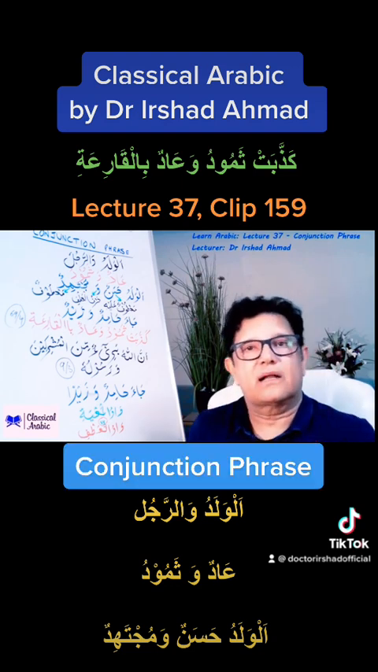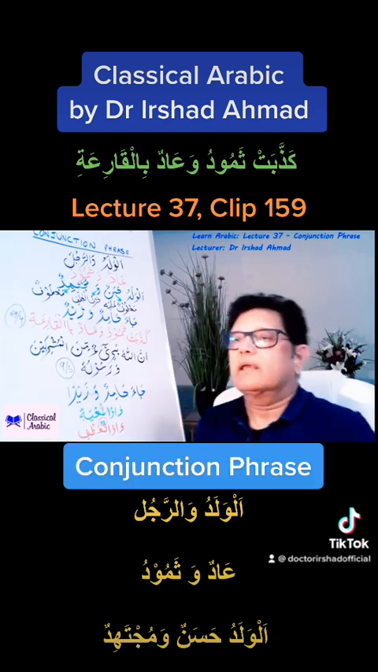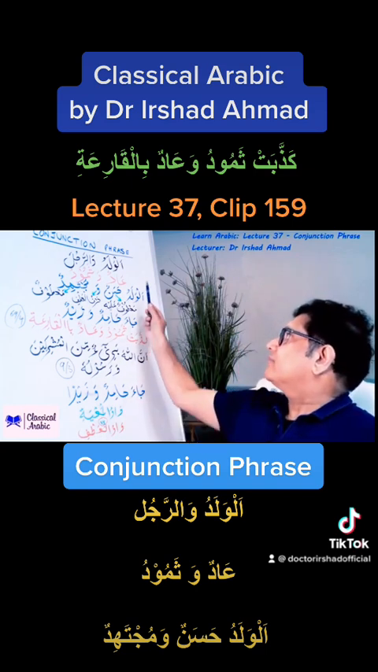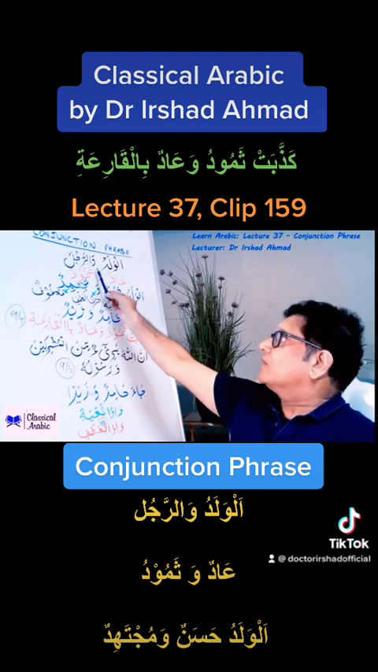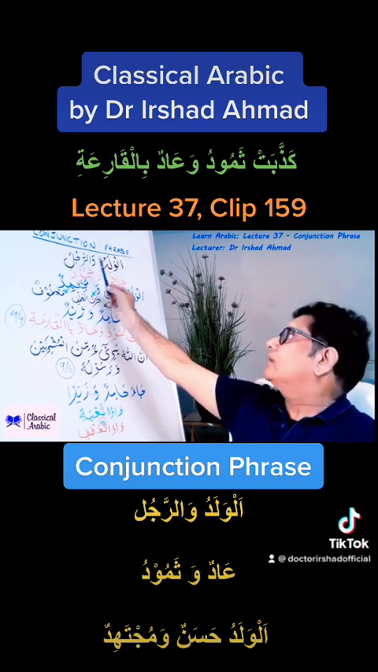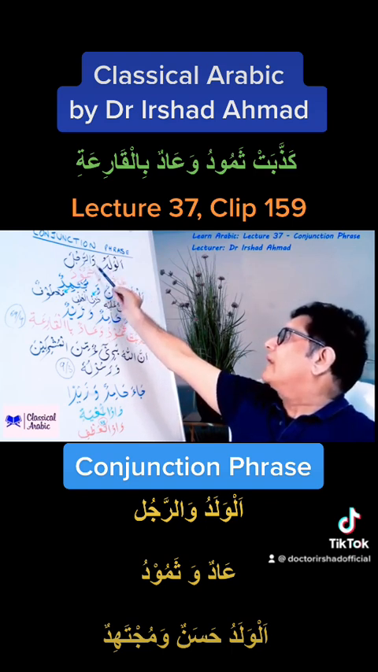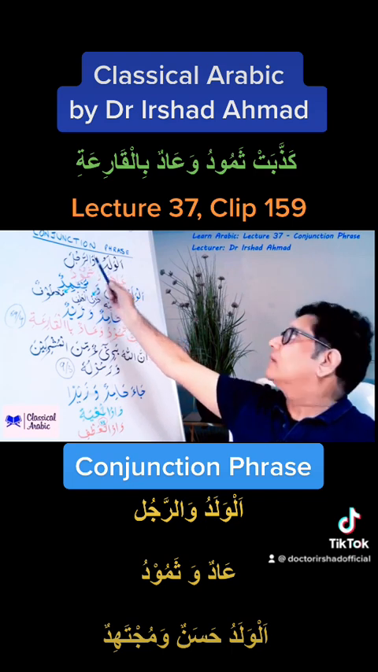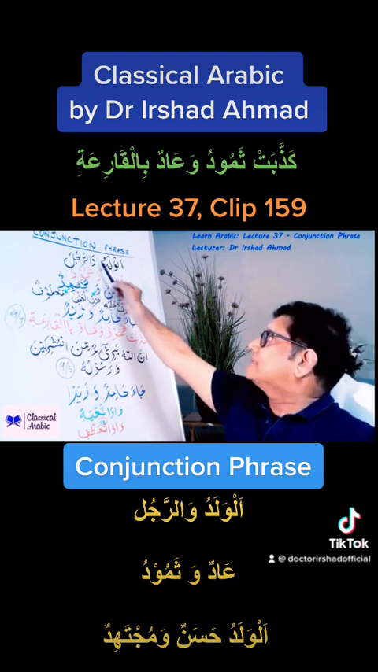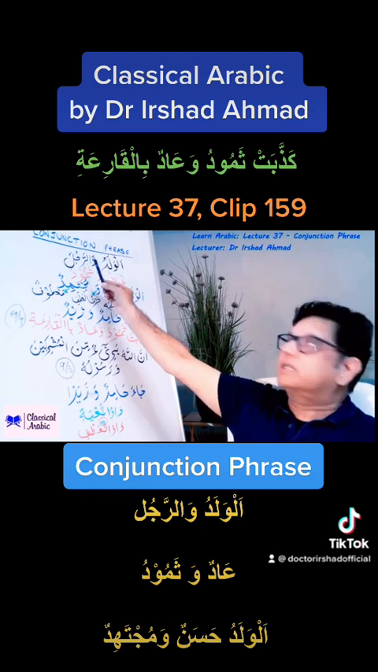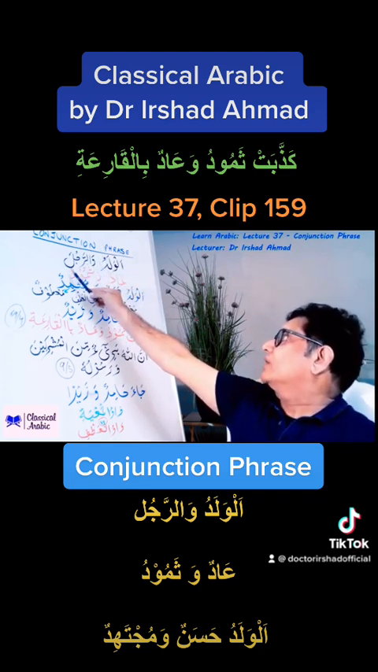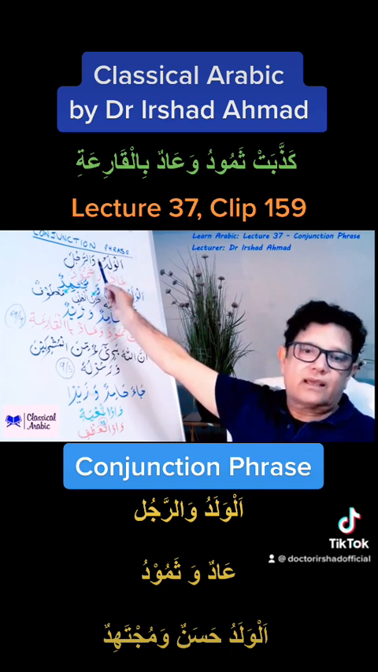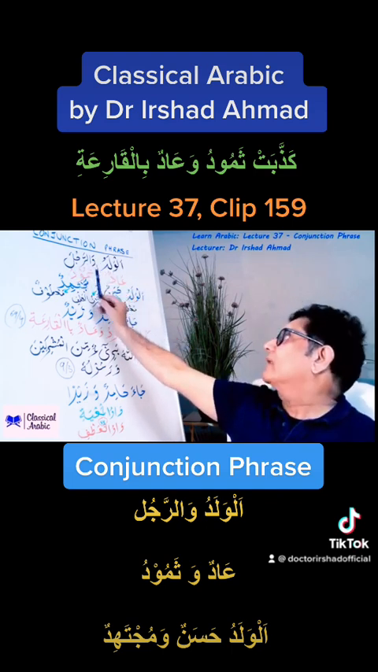Our next phrase is a conjunction phrase, and that's our last phrase. Conjunction phrase. When we say al waladu war rajulu, the boy and the man, so this wa here, which is and, that's our conjunction. So al waladu war rajulu, the boy and the man.